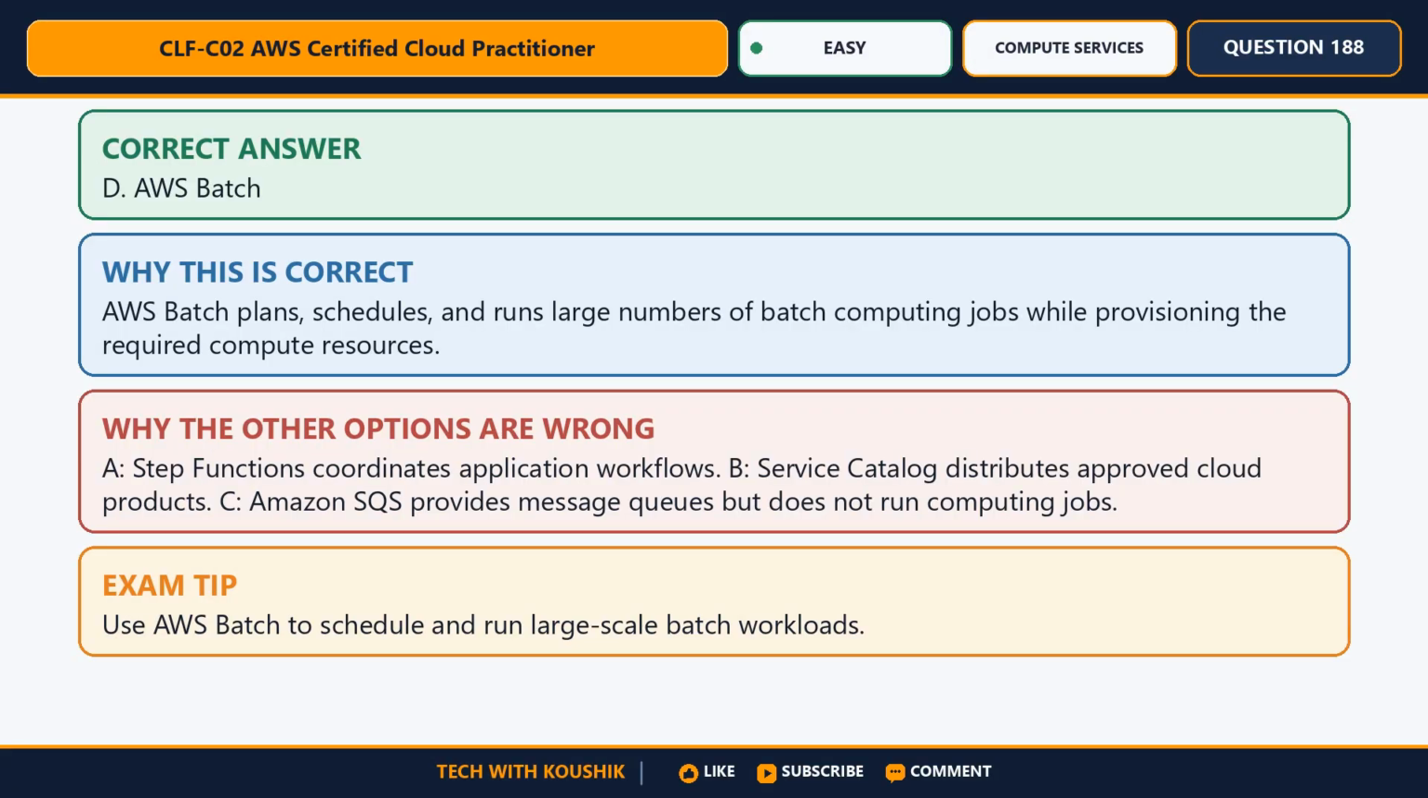The correct answer is D. AWS Batch. Here is why. AWS Batch plans, schedules, and runs large numbers of batch computing jobs while provisioning the required compute resources.